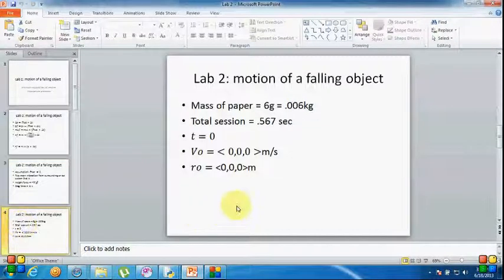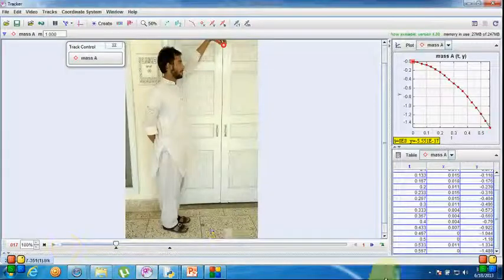We performed an experiment on a paper ball. Mass is 6 gram, which is equal to 0.006 kg. By using Tracker, we collect the motion data. The whole session is 0.567 seconds and starts from frame 17 up to frame 34.